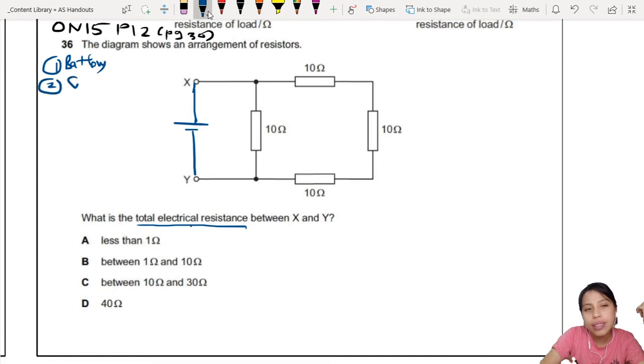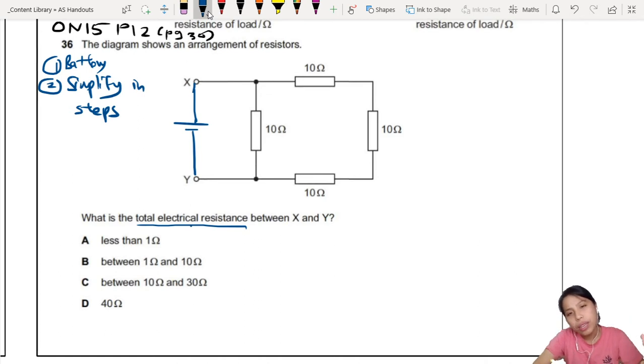The second tip is simplify in steps. Not Shopify, not Spotify, but simplify in steps. What does that mean? You look at this diagram and think, Miss, is this parallel or series? I would say both. It's parallel and also series. So what you can do is combine the series first, then parallel, then series, then parallel.